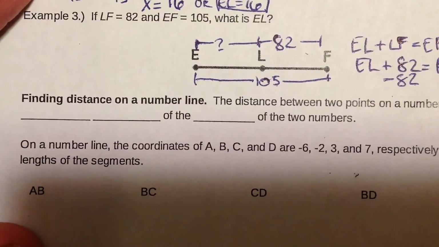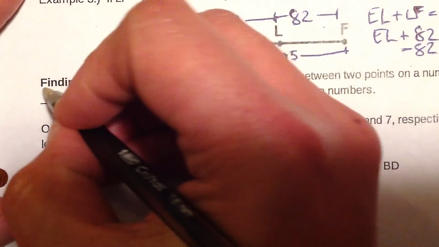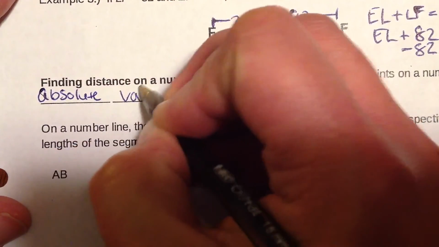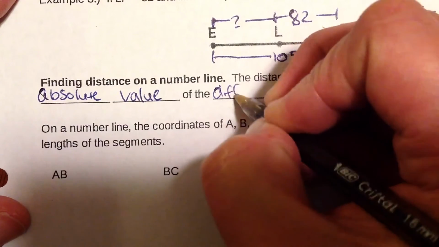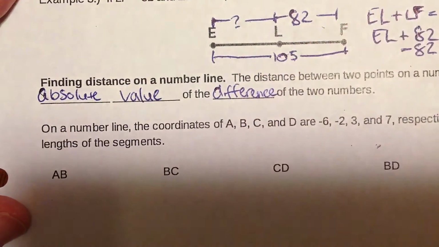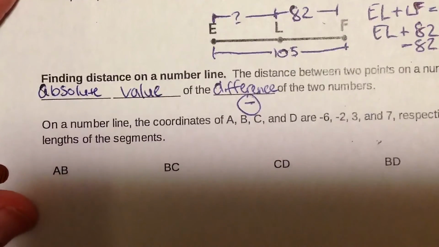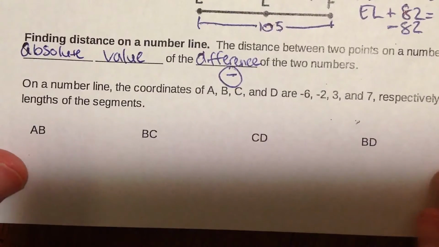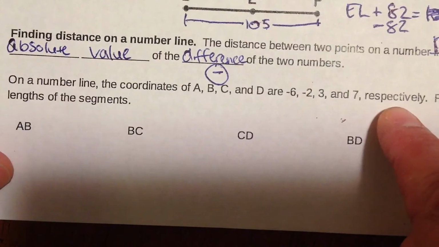Alright, now let's talk about finding the distance on a number line. The distance between 2 points on a number line is the absolute value of the difference of the two numbers. So difference means we subtract. Alright. On a number line, the coordinates A, B, C, and D are -6, -2, 3, and 7 respectively.